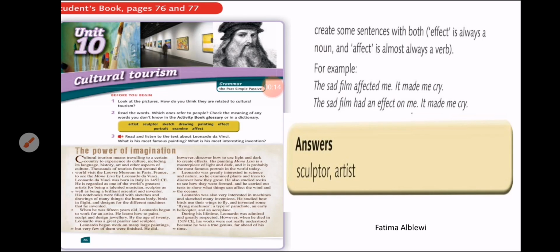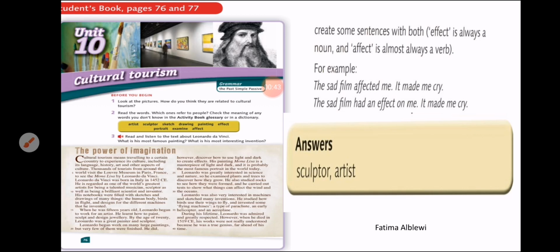Now here we have cultural. Look at cultural, it ends with AL, it's an adjective, and tourism ends with ISM, so it is a noun. Cultural tourism means السياحة الثقافية. If you remember, we have taken another kind of tourism. It was health tourism, and we have an example about it, the Dead Sea.